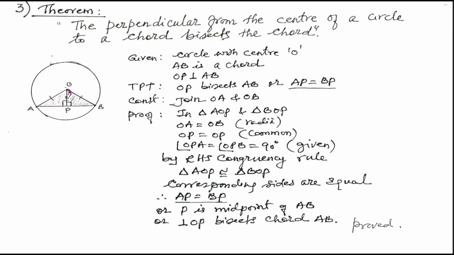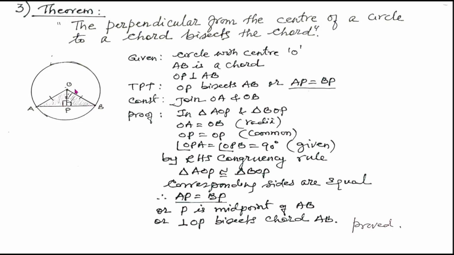Now for the construction, join OA and OB. When we join OA and OB, we get two triangles, AOP and BOP. In triangle AOP and triangle BOP, OA is equal to OB because they are radii of the same circle, angle OPA is 90 degrees, angle OPB is 90 degrees, and OP is common to both. Therefore, by RHS congruency criteria, that is right angle, hypotenuse and side, the two triangles AOP and BOP are congruent. If two triangles are congruent, corresponding sides are equal, therefore AP is equal to PB.